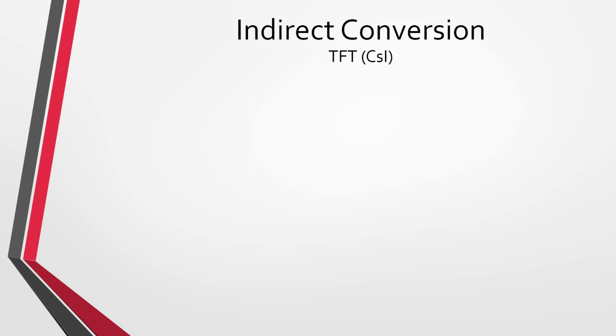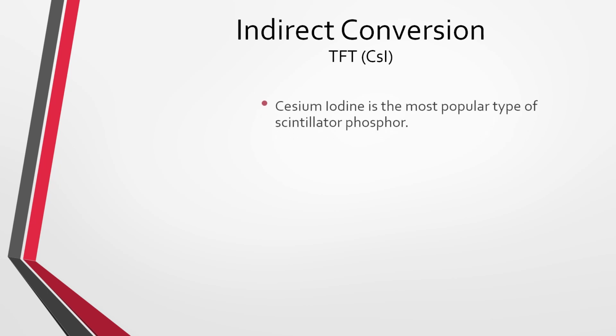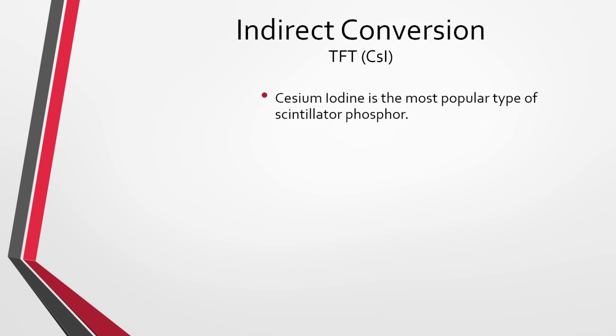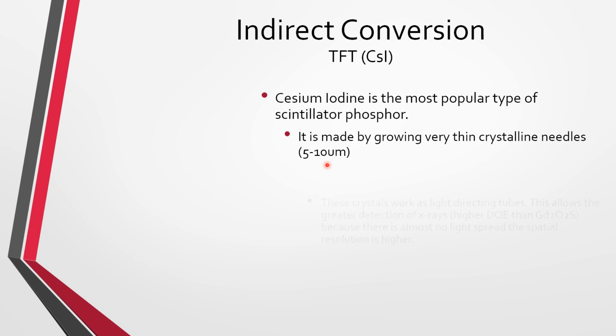You can use CSL. So the cesium iodine is the most popular type of scintillator phosphor. It is made by growing very thin crystal needles, about 5 to 10 micrometers in thickness. So these are little needles, so when the light goes down, it's already in the channel of this 5 to 10 micrometers, right? And then when it goes to the collection with the coupling element, it travels these channels much better. So this is why cesium iodine is much more commonly used.